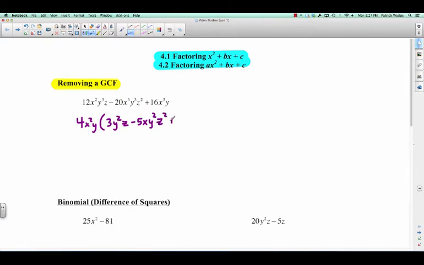The last term, you'd multiply by positive 4. 4 times 4 is 16. You'd multiply by an x to get the x cubed. And that'd be it. You don't need to put any more y's because you just have 1 and you have 1 there. So this is it. Now, this is your answer.